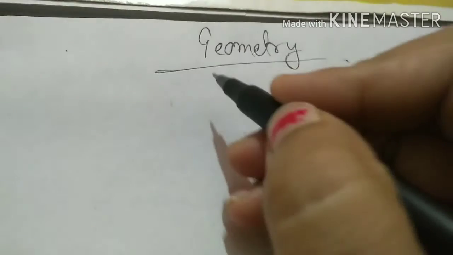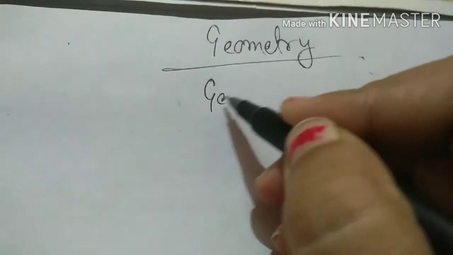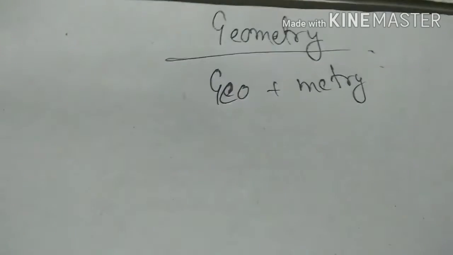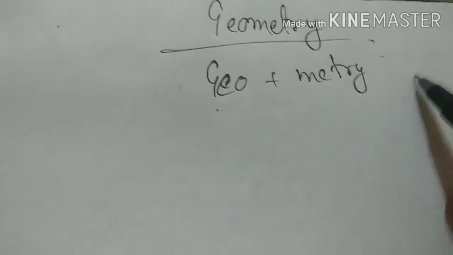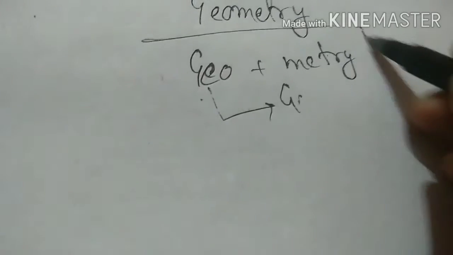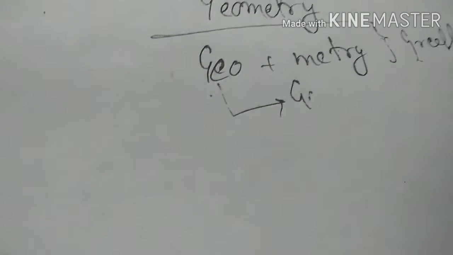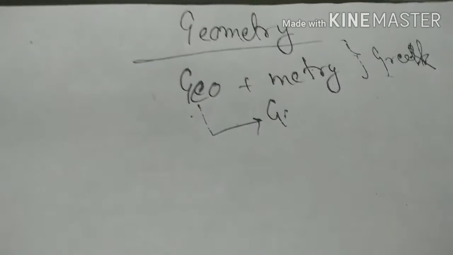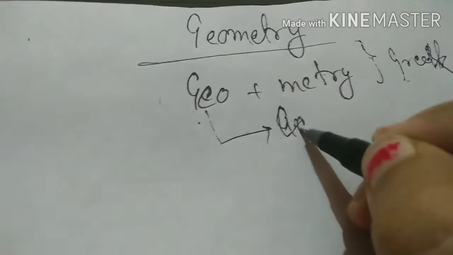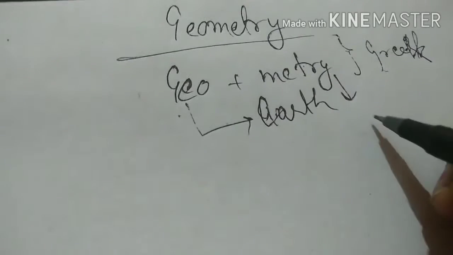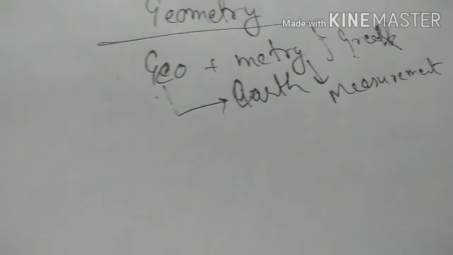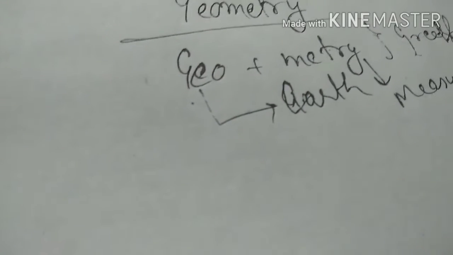So when we talk about geometry, it is made up of two words. One is geo and the other is metry. Both words are taken from the Greek language. When we talk about geo, geo means earth, while metry means measurement. So from here it is understood that geometry is what?